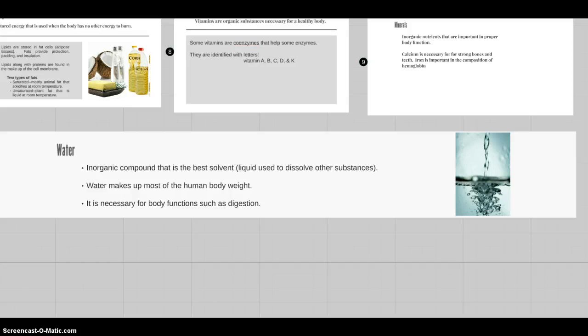Water. Water makes up, believe it or not, most of the human body weight. About 60% or so of your body is water. It is absolutely necessary for bodily functions. You need water to digest your food, or to lubricate your food. Water is something that we all need. Plasma is made up mostly of water. Your cells are made up mostly of water, the cytoplasm.